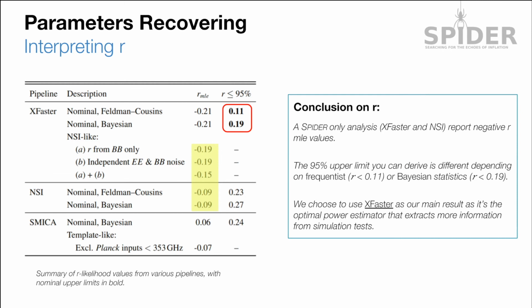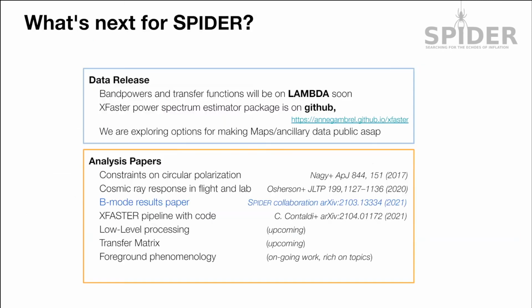So we are actively working on more and better analysis of this data, and there will be more papers coming out on these topics, like the low-level processing, the transfer matrix, and the foreground phenomenology. We will put our band power and transfer functions to LAMBDA, and the XFaster estimator that we developed is also on GitHub, and I put the link here.